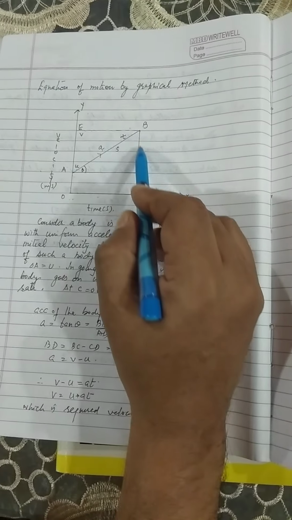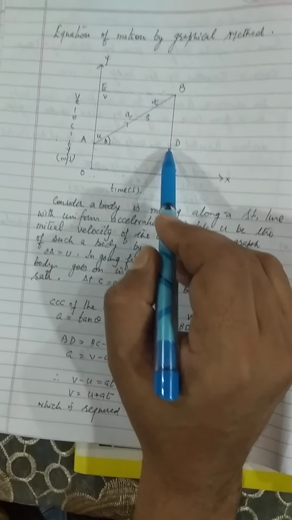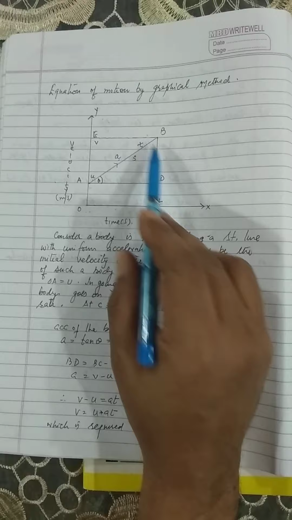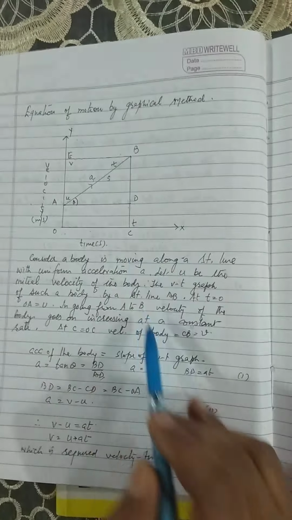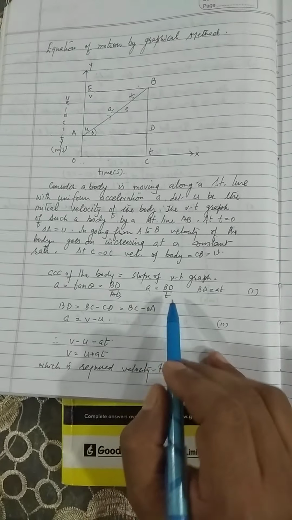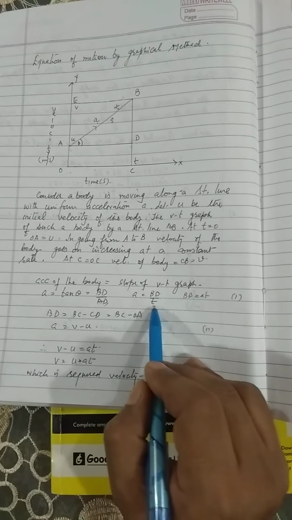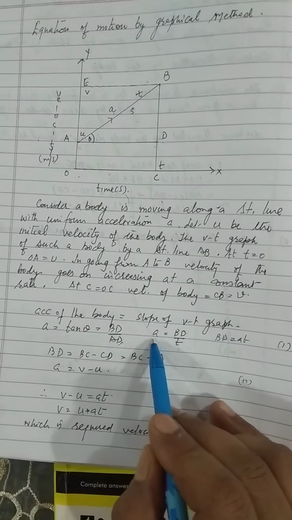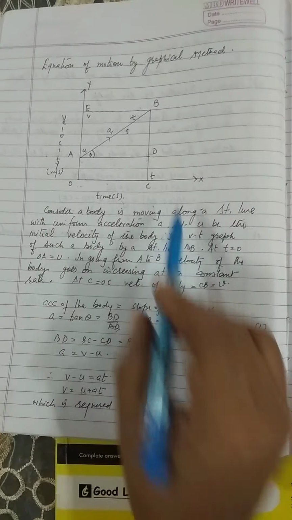Now we calculate the acceleration by the slope of the VT graph. The slope of this VT graph is BD upon AD. Look, the slope of the graph is BD upon AD. The value of the slope gives us the acceleration, and AD is equal to t.